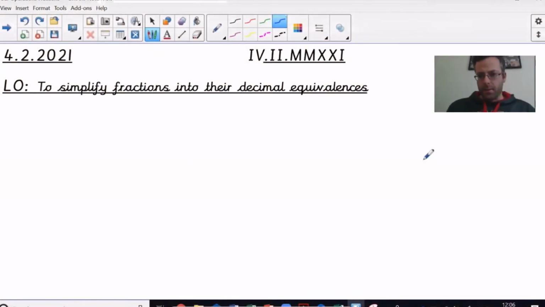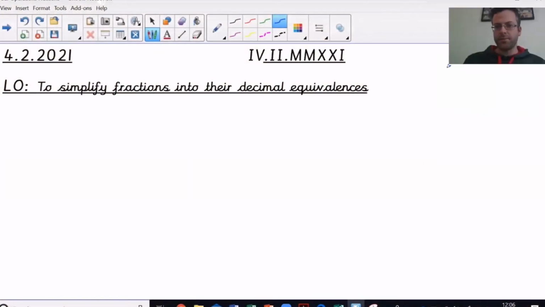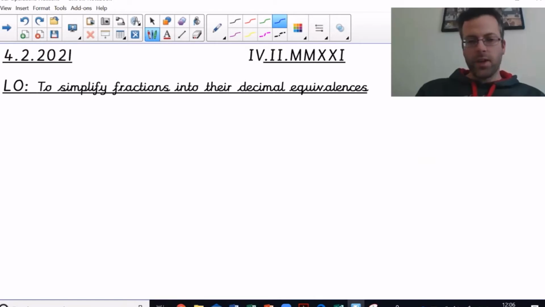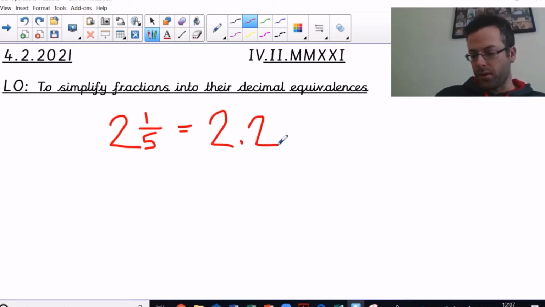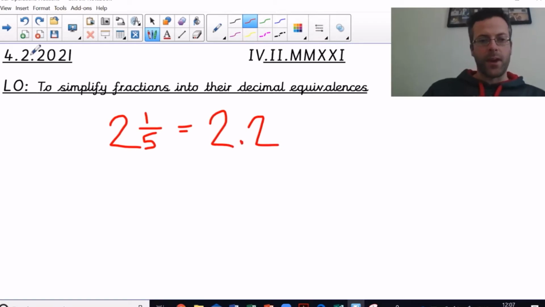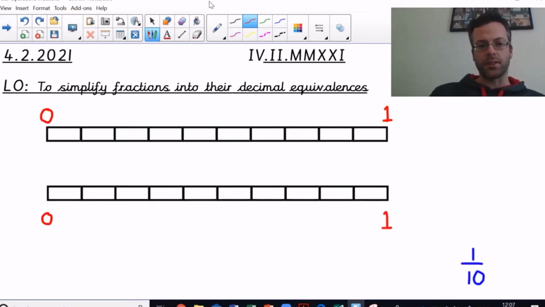Okay, best way of doing that is let's get into the screen. So let me make my face a little bit bigger so you can see me. We are looking at fractions and decimal equivalents. So if we got an answer like 2 1/5, what we're aiming for is to be able to simplify that further to 2.2, and we're going to go through how we do that now. So firstly, we need to understand why we have decimal equivalences.